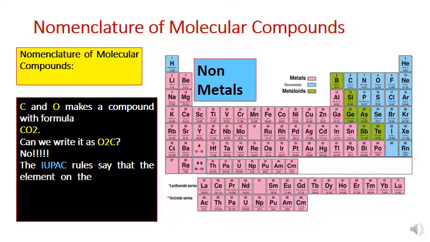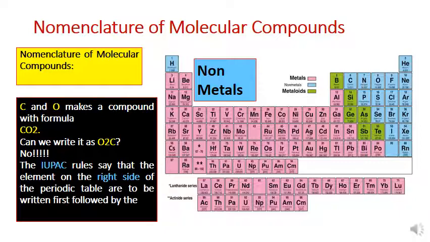Because the IUPAC rules say that the elements on the right side of the periodic table are to be written first, followed by the left side in the same period. Suppose you look at carbon. Carbon is number 6 in the periodic table, and oxygen is number 8, which is on the right side. On the non-metal side, it is C, carbon, and after C there's N, nitrogen, and then there's oxygen.